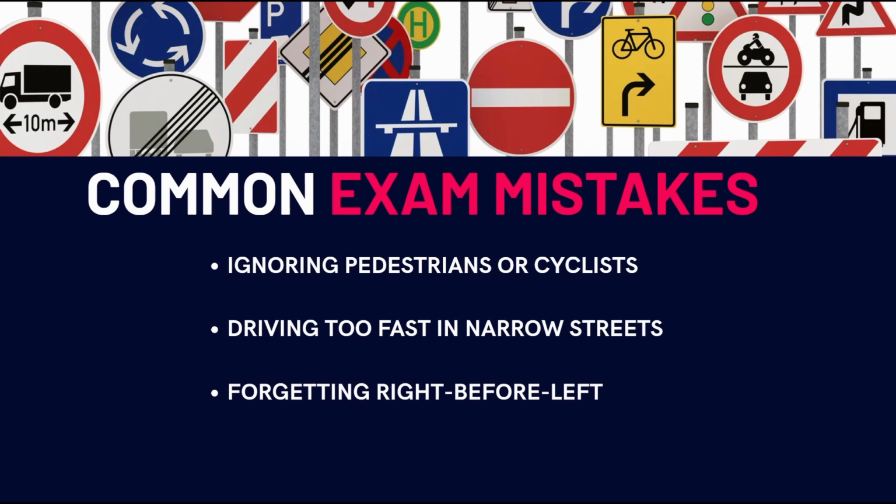Now let's talk about some of the common driving exam mistakes when we are driving in residential streets. First, ignoring pedestrians or cyclists. Second, driving too fast in a narrow street. Third, unsafe overtaking in limited space. Fourth, forgetting the right before left rule at a small intersection. Last, driving too close to parked vehicles. In this case, examiners look for calm and defensive driving.